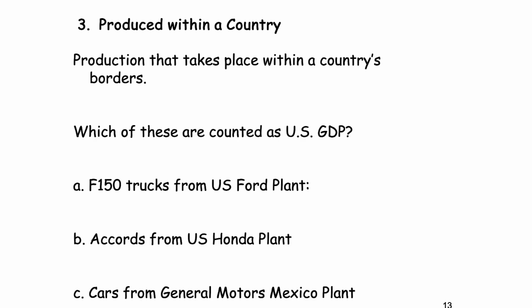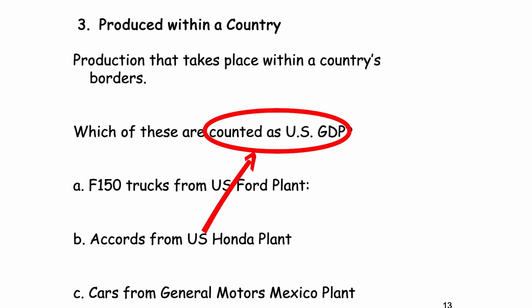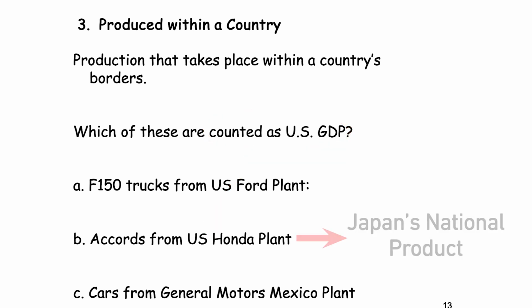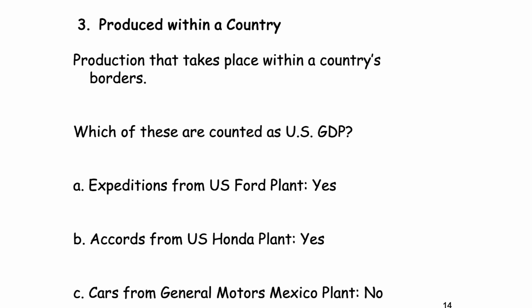So as an example, we can think of which of these are counted for US GDP. If we produce an American truck in a US American company plant, that will count as GDP because it's produced within the United States. If we produce a Japanese car, a Honda Accord, within the US boundary, even though that's a Japanese company, it will be produced within the geography of the United States. That will count towards US GDP, but it will count towards Japan's national product. Okay, so that's the distinction there.